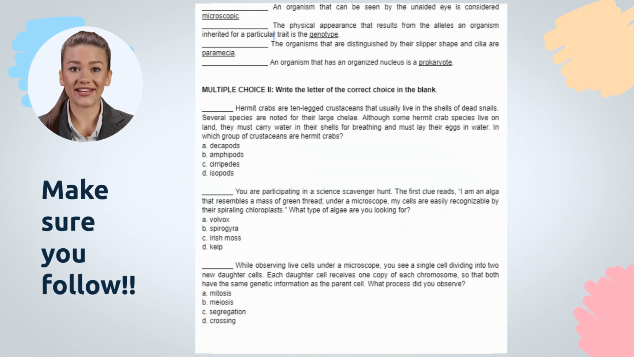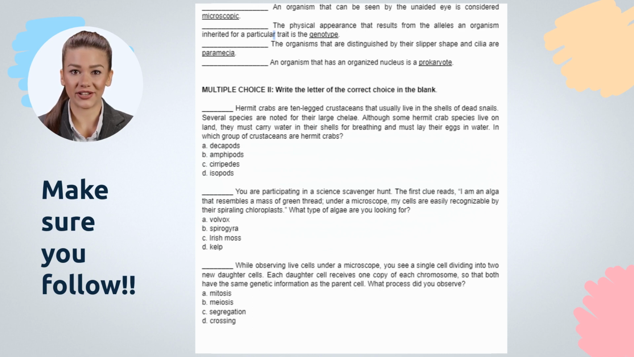Hermit crabs are 10-legged crustaceans that usually live in the shells of dead snails. Several species are noted for their large chelae. Although some hermit crab species live on land, they must carry water in their shells for breathing and must lay their eggs in water. In which group of crustaceans are hermit crabs? A. Decapods. B. Amphipods. C. Cirripedes. D. Isopods.